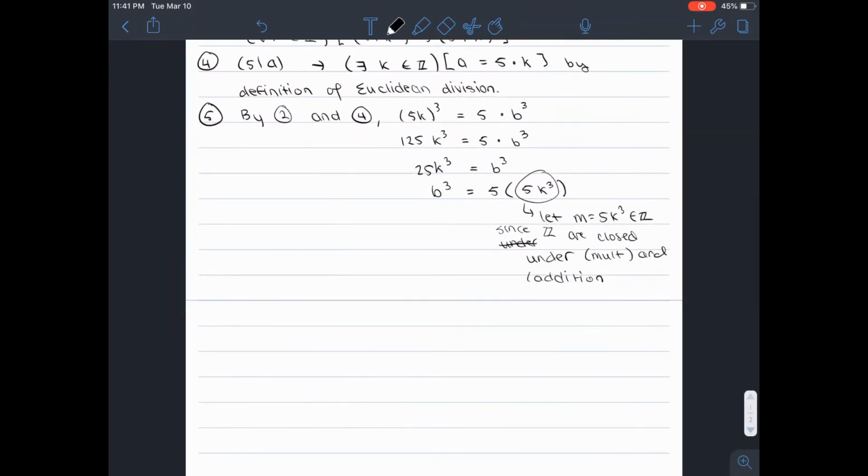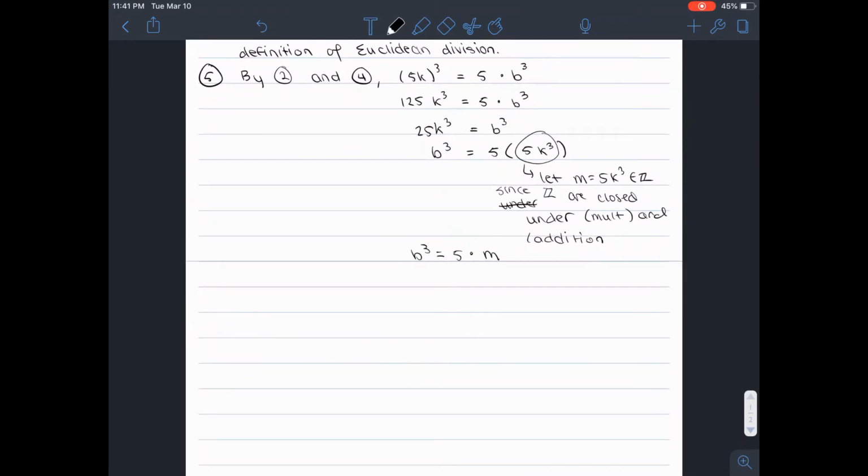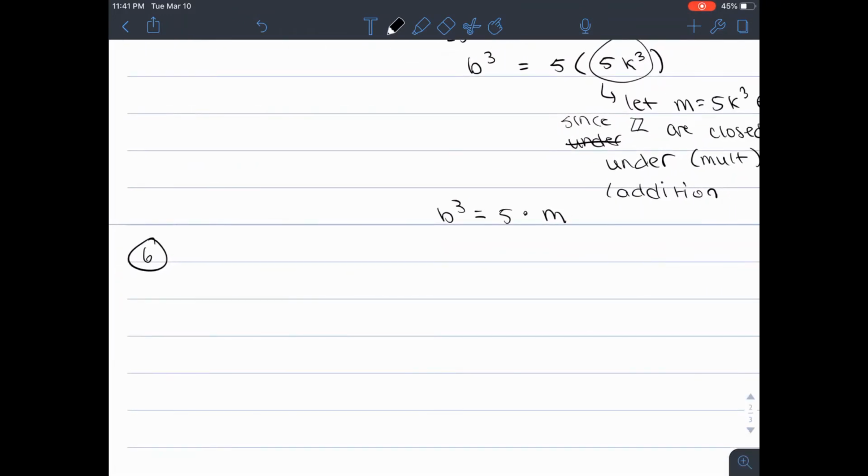Thus we can conclude that b cubed is equal to 5 times some m. Having shown that b cubed is equal to 5 times some m, b cubed is also divisible by 5. By step 5, it is evident that 5 divides b cubed.